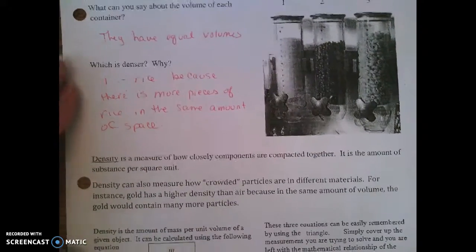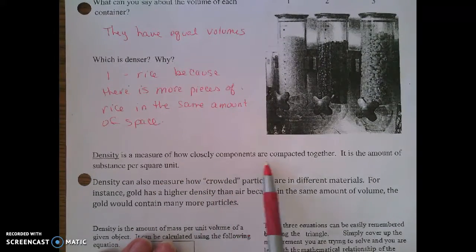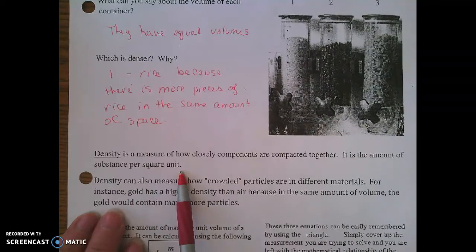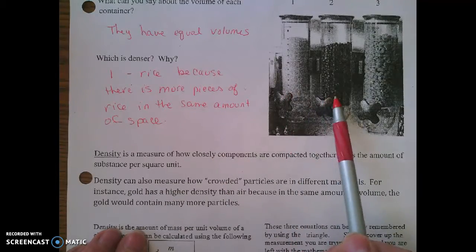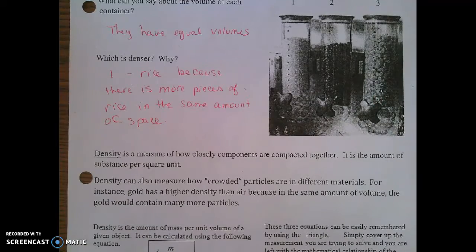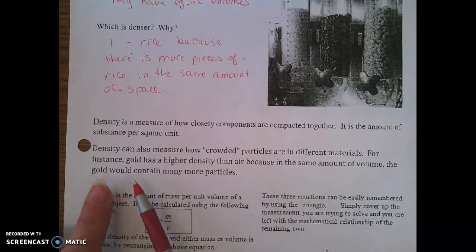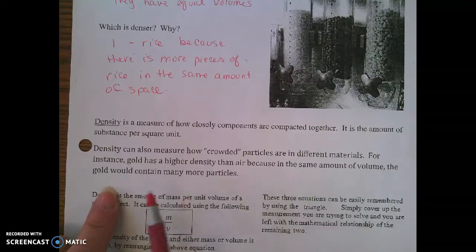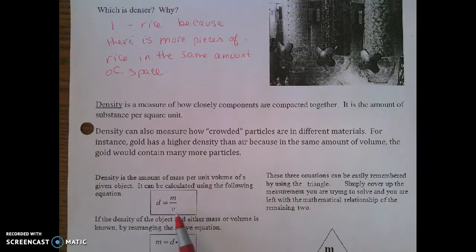So that kind of leads into the concept of density. Density is a measure of how closely components are compacted together. It's the amount of substance per square unit. So you can fit much more pieces of rice in one little square unit than you can the coffee beans or the elbow macaroni. Density can also be measured as to how crowded particles are in different materials. For example, gold has a higher density than air because in the same amount of volume, gold would contain more particles. All right, so there is a formula for density.